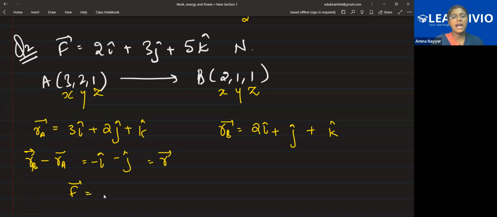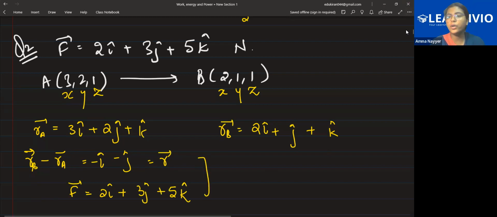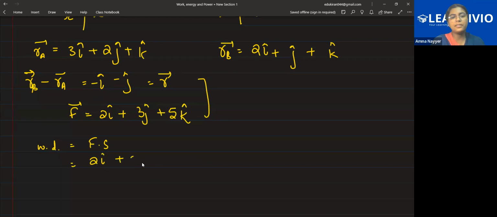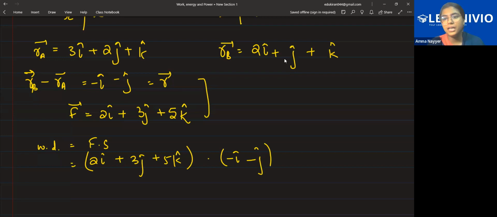And the force is 2I cap plus 3J cap plus 5K cap. Now, when you are calculating the work done, straight away you will write work done is equal to F dot S: 2I cap plus 3J cap plus 5K cap, dot, minus I cap minus J cap. Now you have to tell me. Quickly write it and tell me the answer.